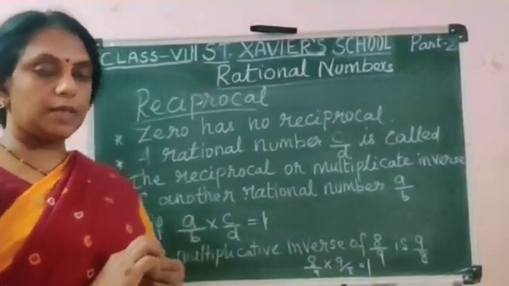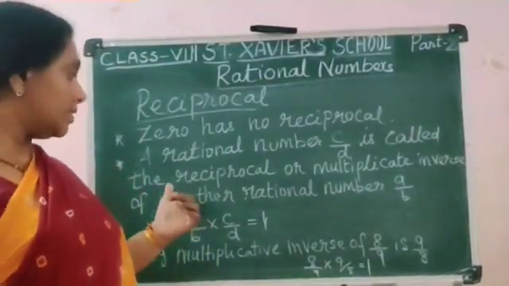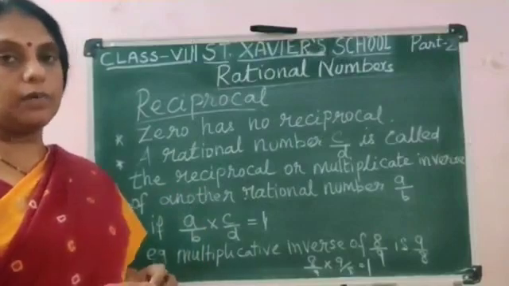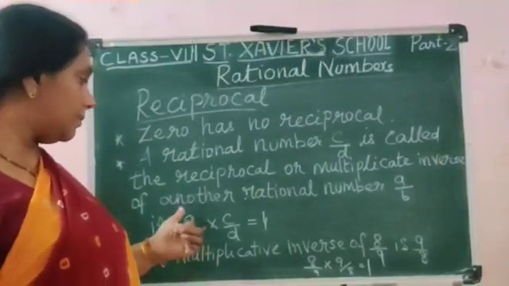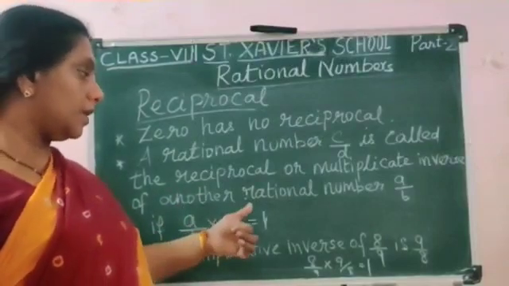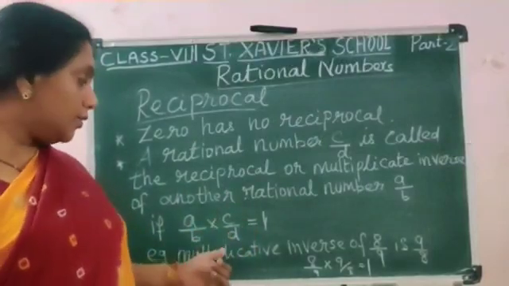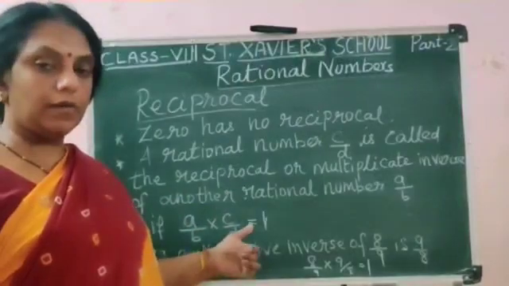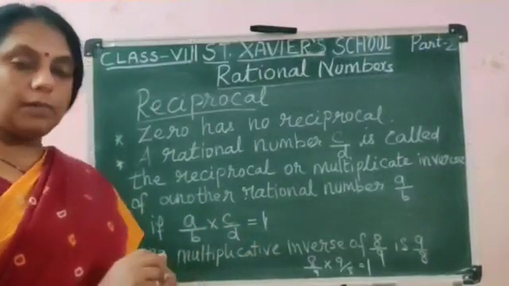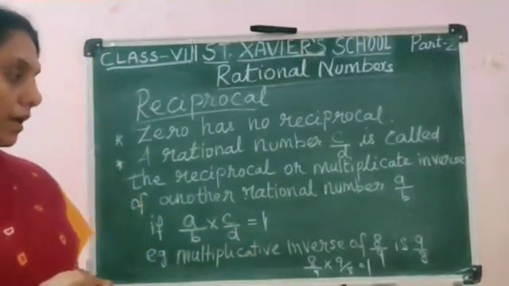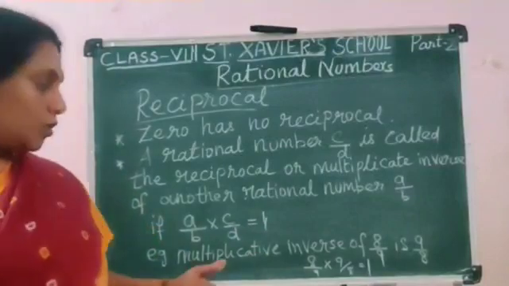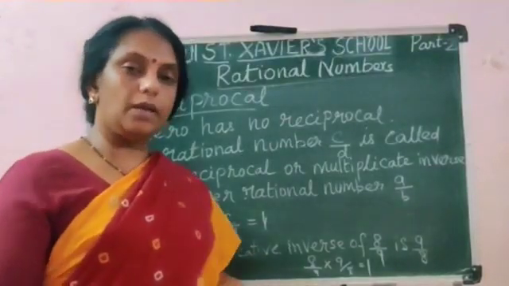A rational number C by D is called the reciprocal or multiplicative inverse of another rational number A by B if A by B into C by D equals 1. Example: the multiplicative inverse of 8 by 9 is 9 by 8. So 8 by 9 into 9 by 8 equals 1.